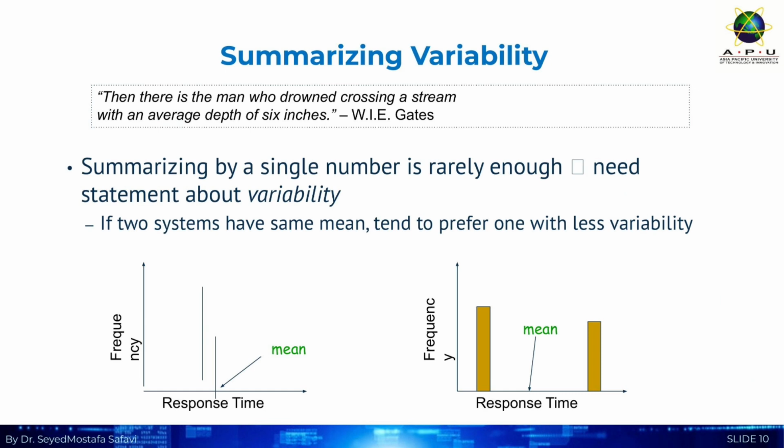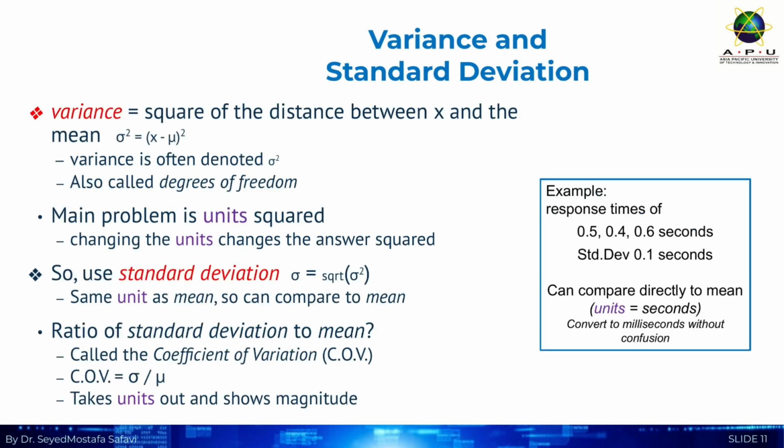This slide tells a famous little joke to prove a huge point. Then there is the man who drowned crossing a stream with an average depth of 6 inches. The average, the mean, was 6 inches, but there must have been a spot that was much, much deeper. A single number is never enough. We must also talk about variability, how spread out the data is. When comparing 2 systems, we almost always prefer the one with the same mean but less variability, because it's more predictable and reliable. How do we measure that variability?